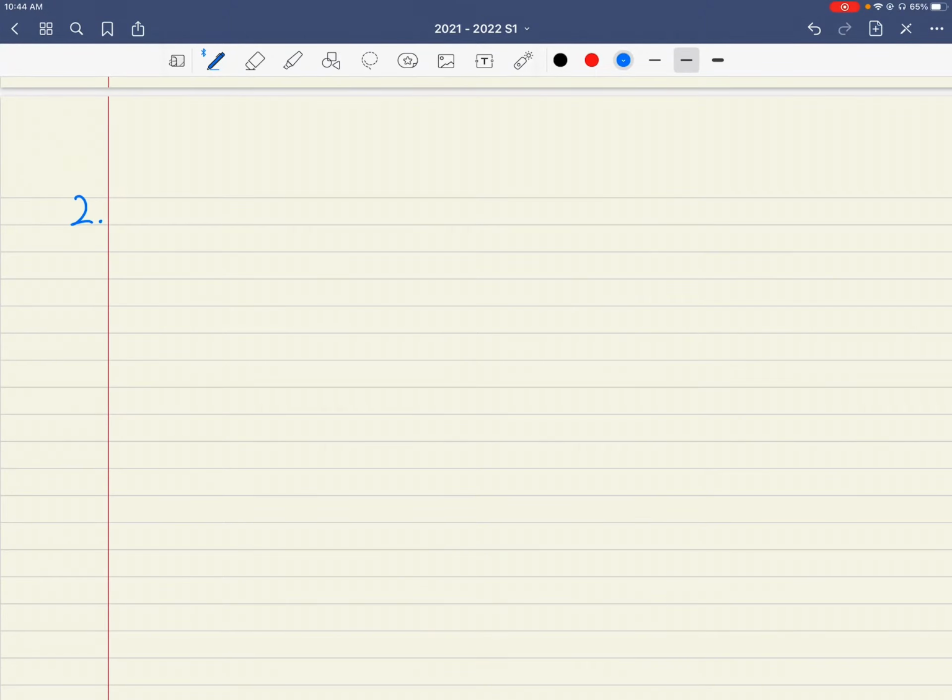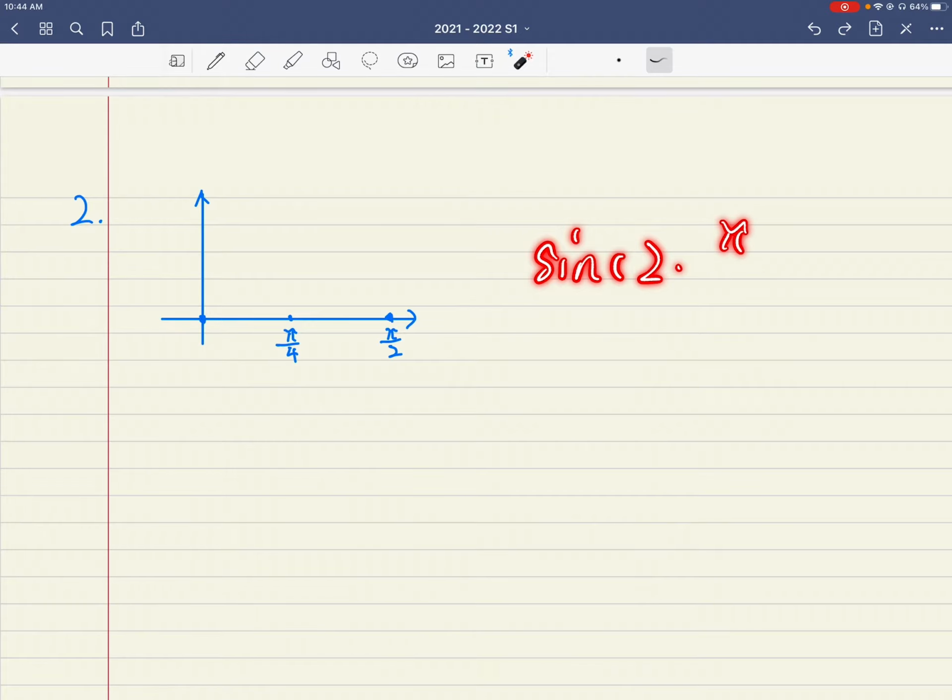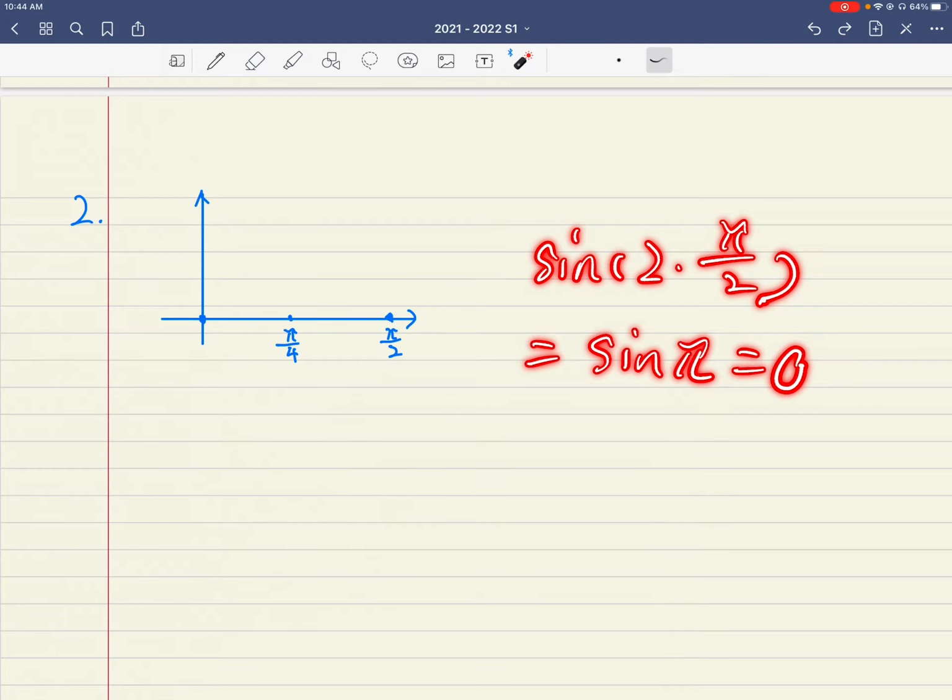Okay, problem 2. Find the area of the region bounded by cosine x and sine 2x. Again, the question already gives you the graph, right? First, what is sine 2x? When x is 0, sine 2x is 0. When x is half pi, sine 2x is sine of 2 times half pi, which is just sine pi, which is 0. So sine 2x passes this point and this point.